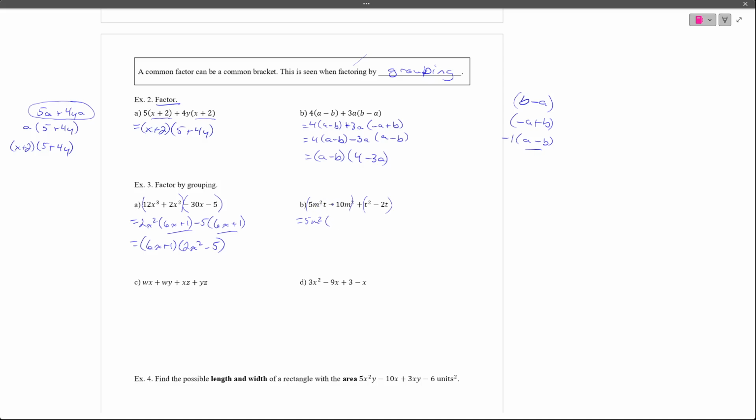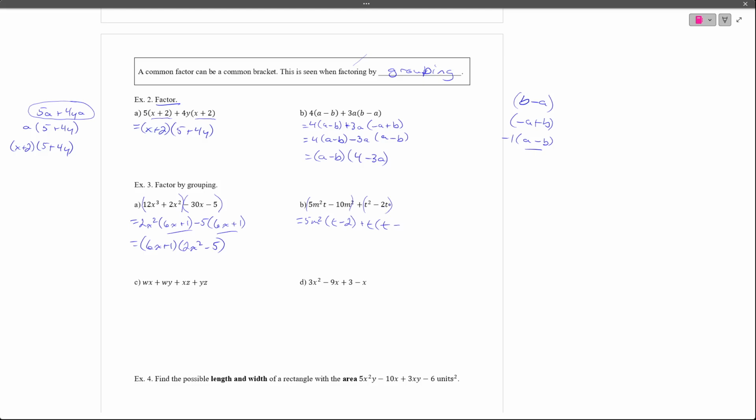So 5m squared t divided by 5m squared, the whole 5m squared goes away and we just end up with a t there. Minus 10m squared. 10 divided by 5 is just 2. And the m squared gets canceled out. So we have just t minus 2. What can I factor out on the right-hand side here? No numbers, but I can factor out a t. T squared divided by t, just subtract the exponents, and we end up with just t to the power 1, which is just t.